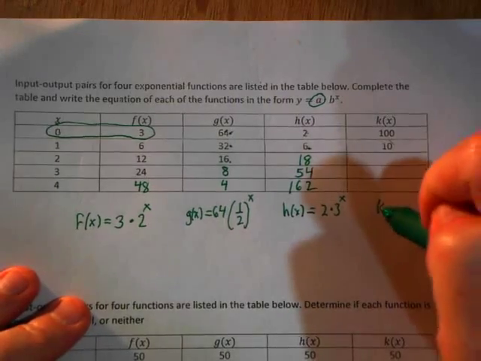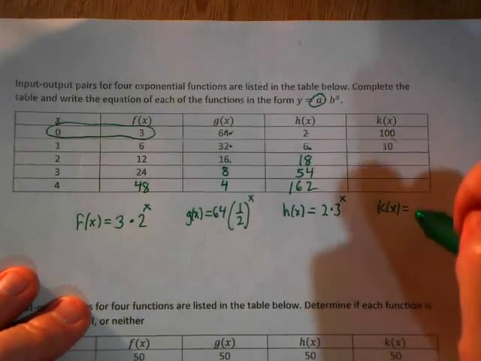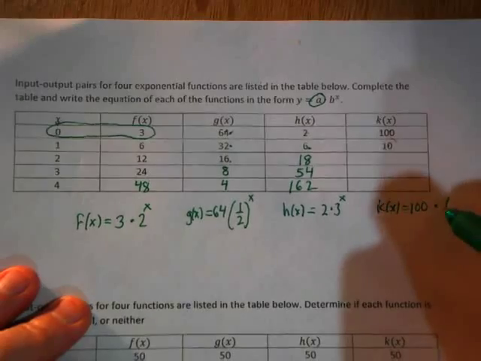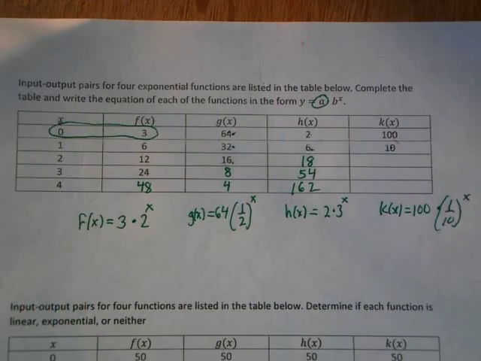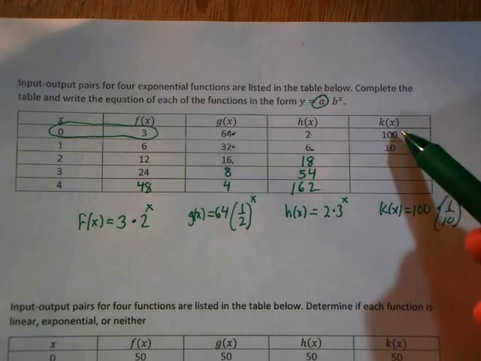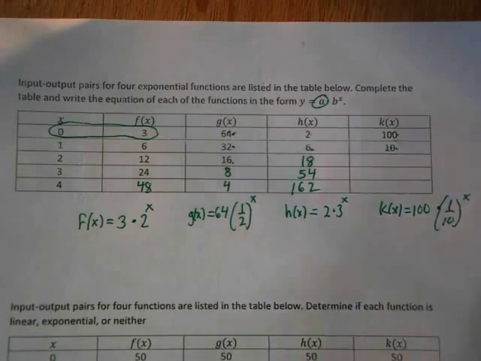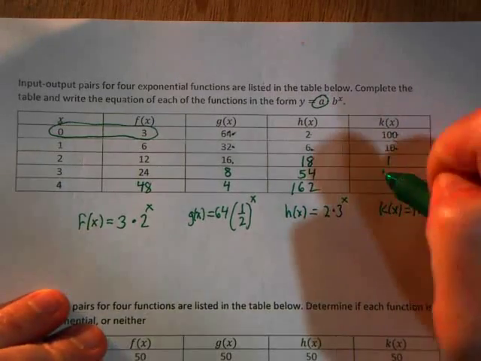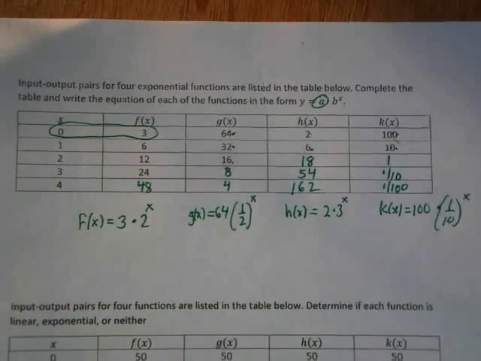K of x, without even completing the table, I can write the equation. I see that I started at 100, and then I divided by 10, which is the same as multiplying by 1/10. So without even completing the table, all I really need is the y-intercept and 1 point, and I can find the equation. To fill in the table, I would divide by 10 again, I would have 1. Divide by 10 would be 1/10. Divide by 10 would be 1/100th.